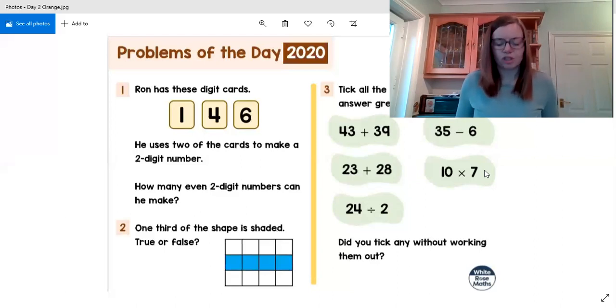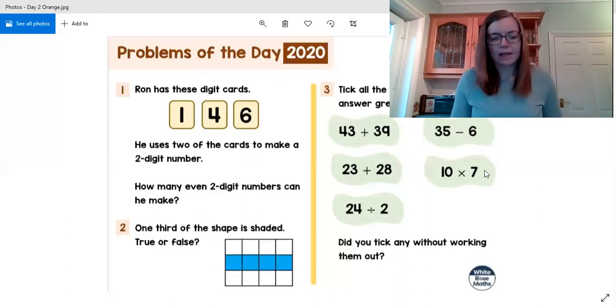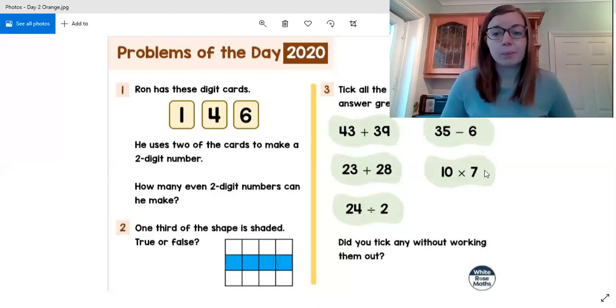1/3 of the shape is shaded, true or false? Oh, this sounds like a nice question. Are they right or are they wrong? But you know my favourite thing in our maths lessons is we don't just answer our questions. I often then say back to you, well, prove it to me or give me a reason. So if you're going to choose true or false, you need to be able to explain why.